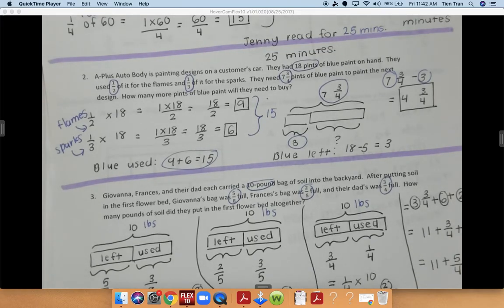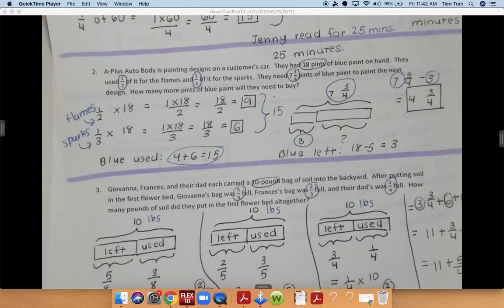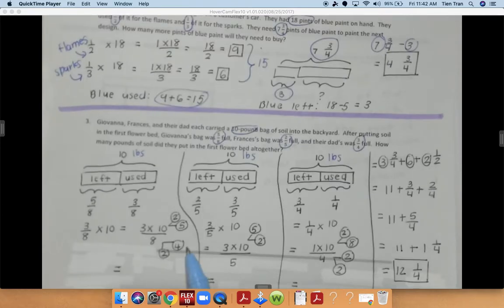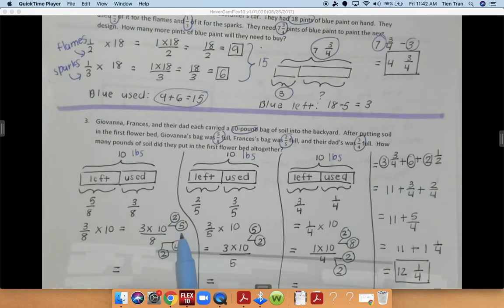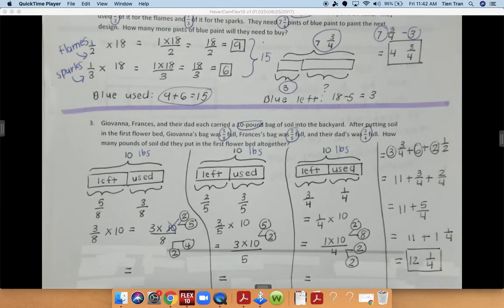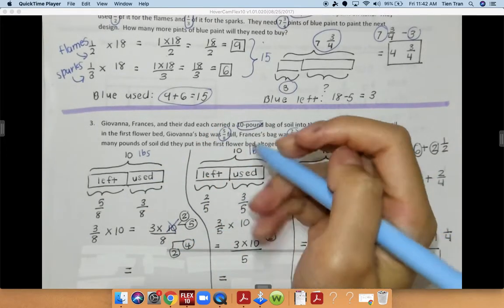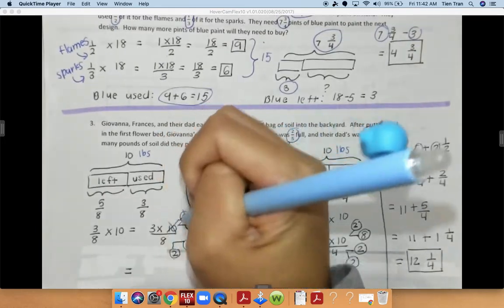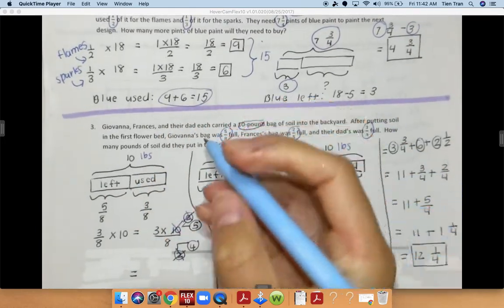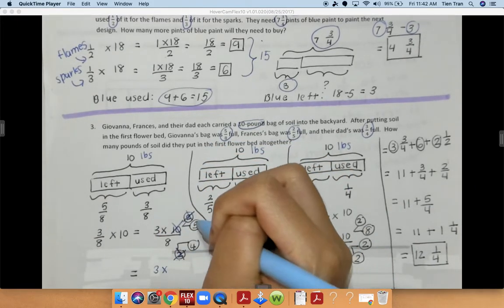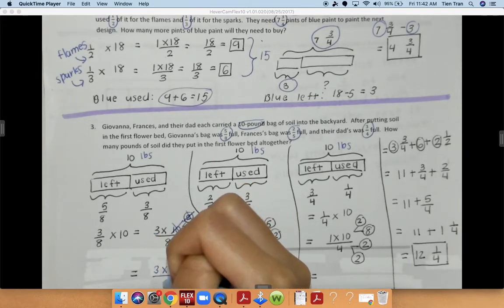3 times 10 over 8. What I'm going to do is split multiply. Let me move this down. So I am going to split 10 into 2 and 5. That gets rid of the 10. On the bottom, I'm going to have 2 and 4. So the top and bottom number both have a 2, so I can cross those out. What I have left is 3 times 5 divided by 4.